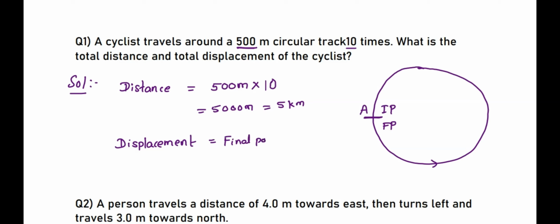Final position minus initial position. When both positions are the same, this value will be 0. So, the displacement is 0 here. This one also, we said one point while writing the differences between distance and displacement: distance may be greater than the magnitude of the displacement. So, this one we can take as an example to justify that point.